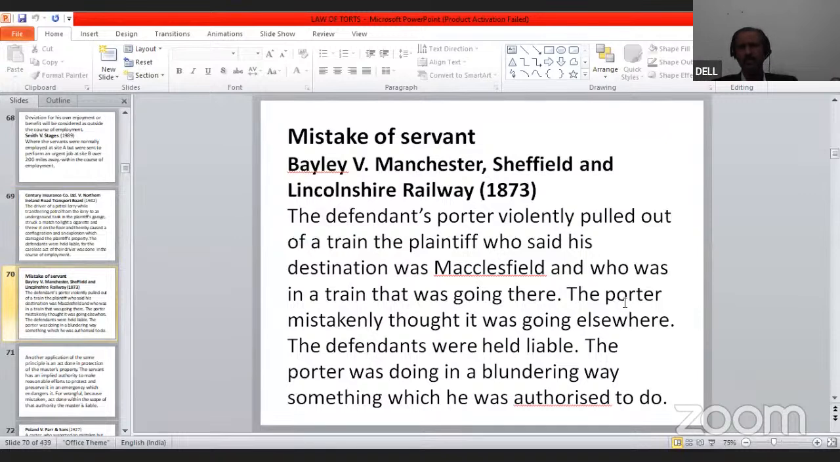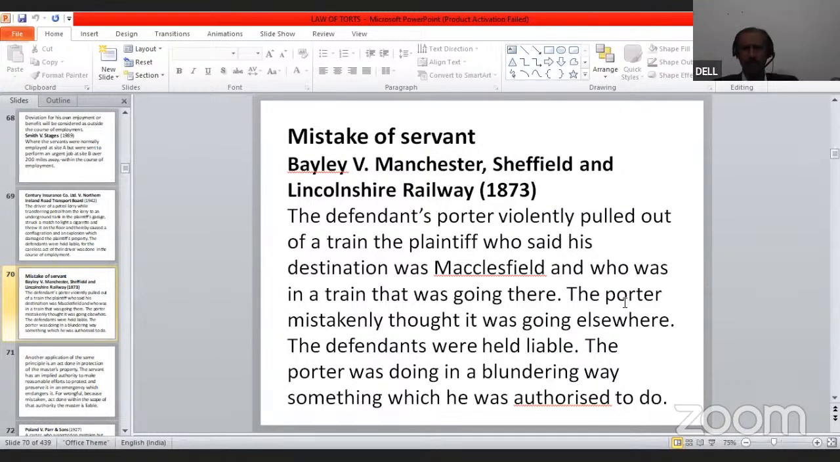In this case, Bailey versus Manchester, Sheffield and Lincolnshire Railway, a young man was appointed to promote the welfare of the passengers. To see whether they are going in the right train or wrong train. If they are in the wrong train, make them sit in the right train. Like that, of course. Help to get the luggage, etc., to improve the comfort level of the passengers.